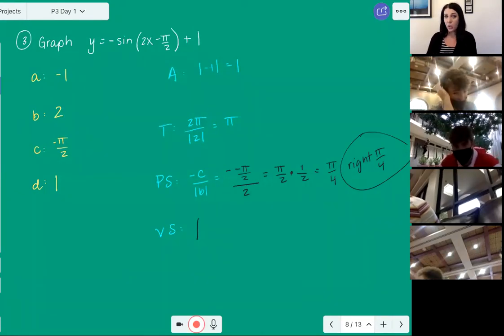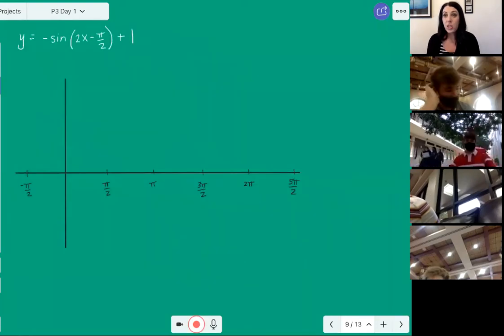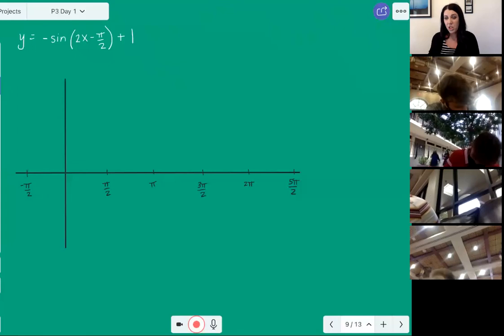So we have an amplitude of 1. We have a period of pi. We have a phase shift of right by pi over 4. And then we have a vertical shift of 1. We're going to try to put all of that on a graph. Okay. So we start with our original function. We have our parent function, and we're going to do a bunch of different stuff to that.